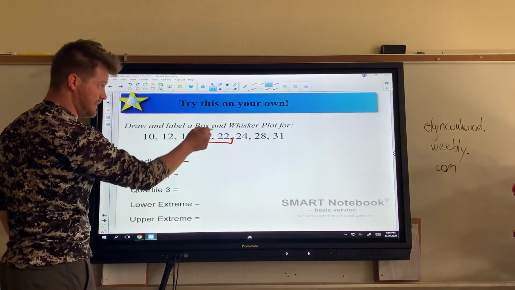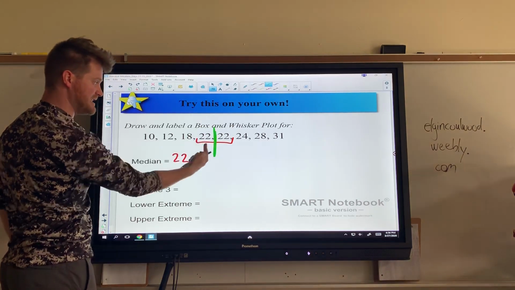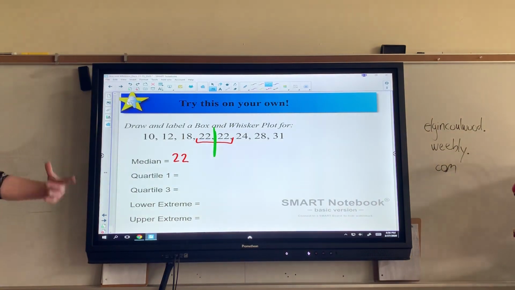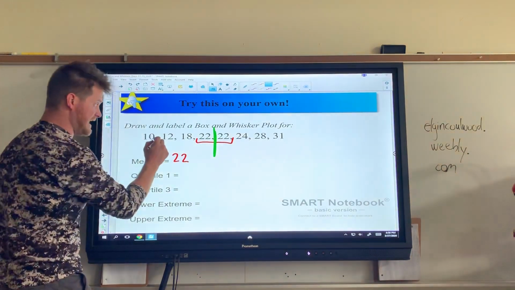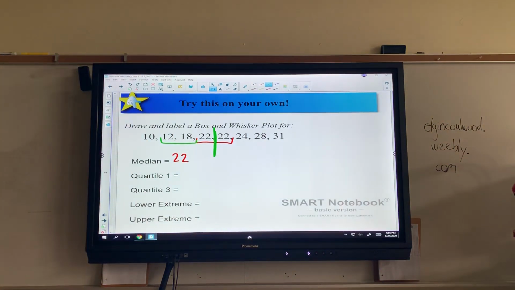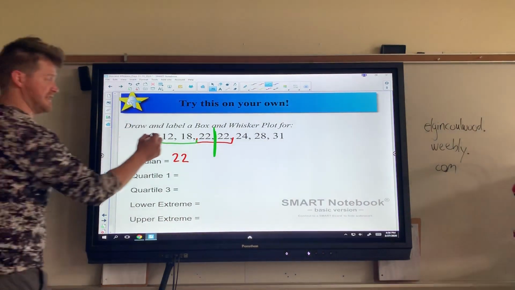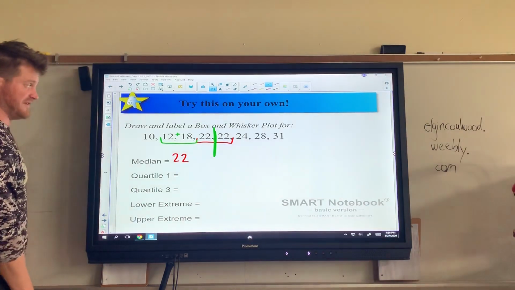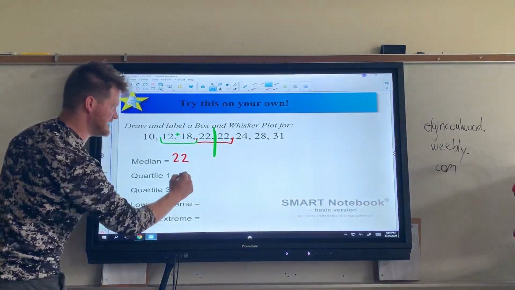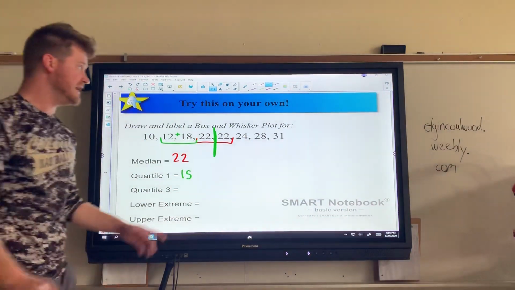However, when we split this up, this 22 is now the lower half, that 22 is now the upper half. So we've got to include both of those. So now finding Q1, those are the two middle numbers. You add those up, divide by 2. 12 plus 18 is 30. 30 divided by 2 is 15. And it makes sense because 15 is right in the middle of 12 and 18. So that's Q1. That's where our box is going to begin.